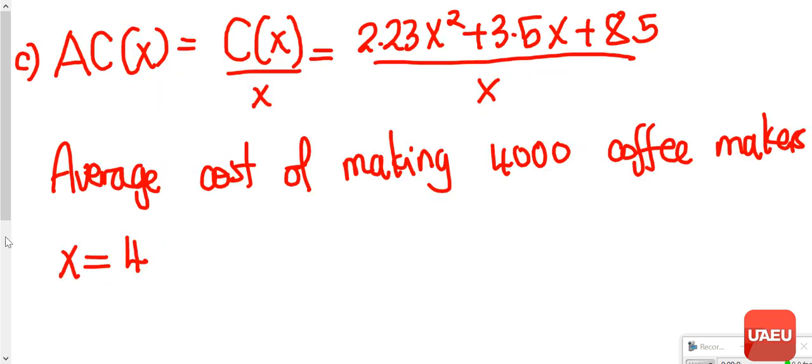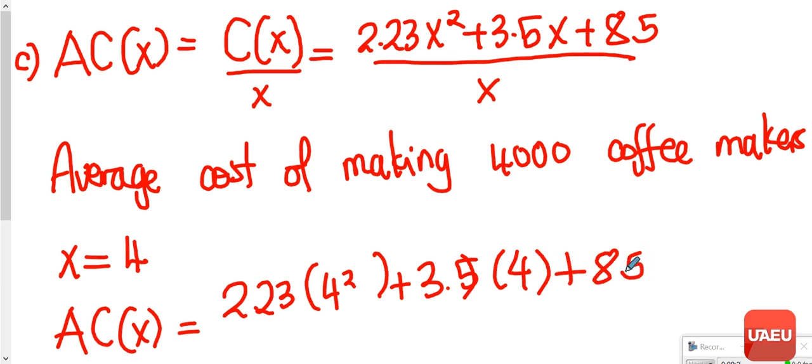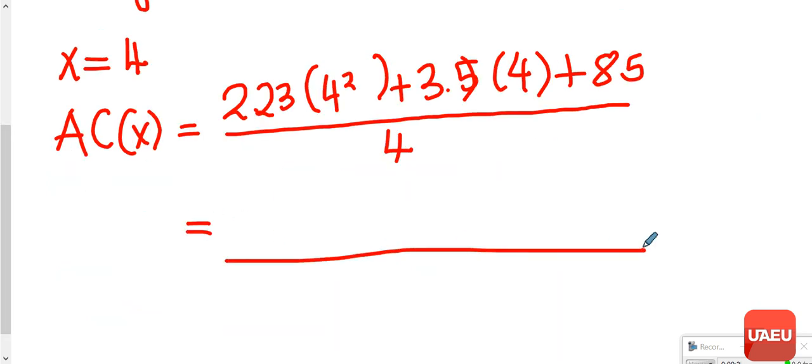So we'll just substitute into our expression as follows. So our average cost function at X units is going to be 2.23 times 4 squared plus 3.5 times 4, plus 85, all divided by 4. And naturally, you can find the answer to that. Please use your calculator to obtain that result. Thank you very much. This is the end of this slide.